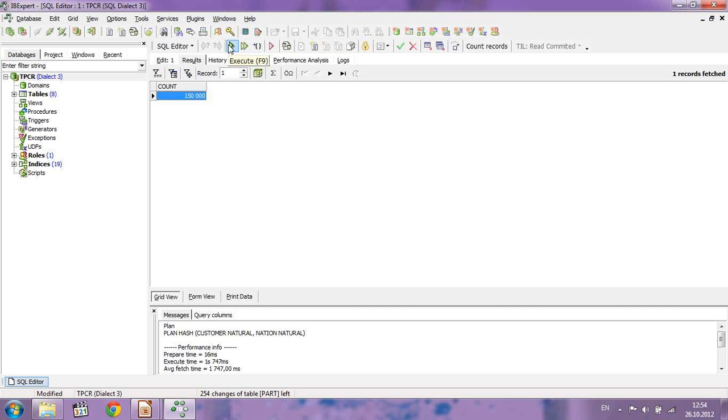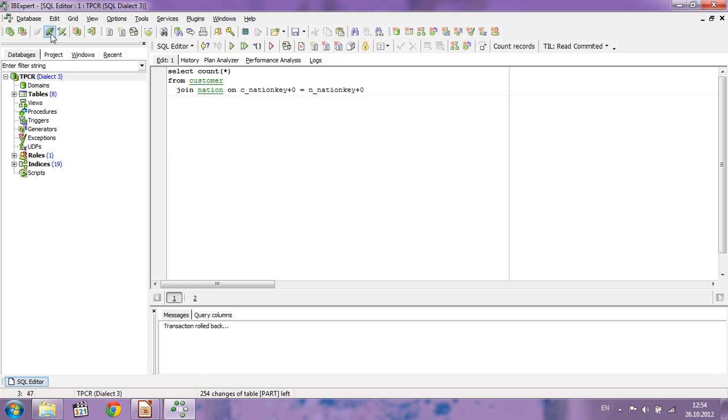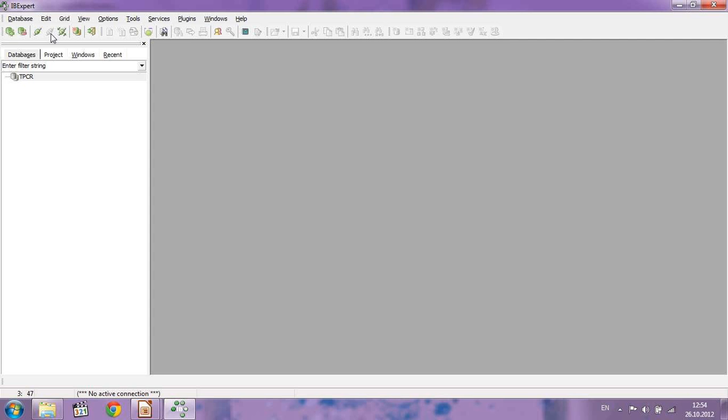Again, the same. Of course, I don't pretend to say that the hash join is better than the nested loop join. It's not true. But if you join some bigger result set with a small table, some kind of directory and so on, it's going to improve the performance.